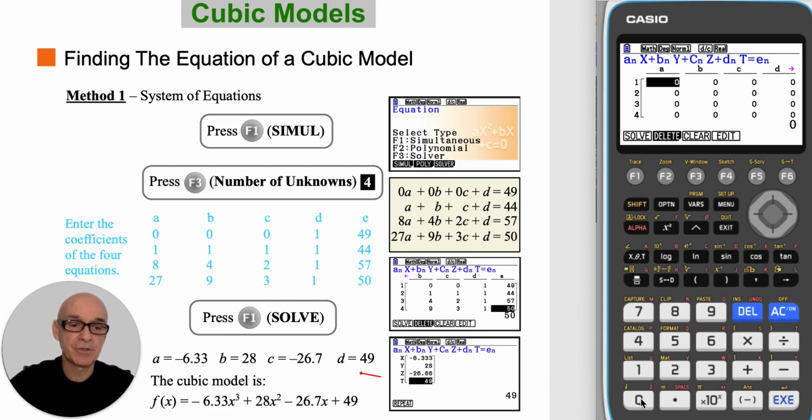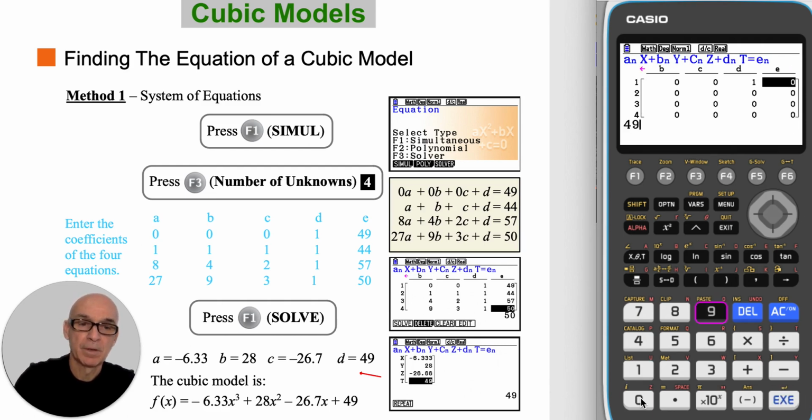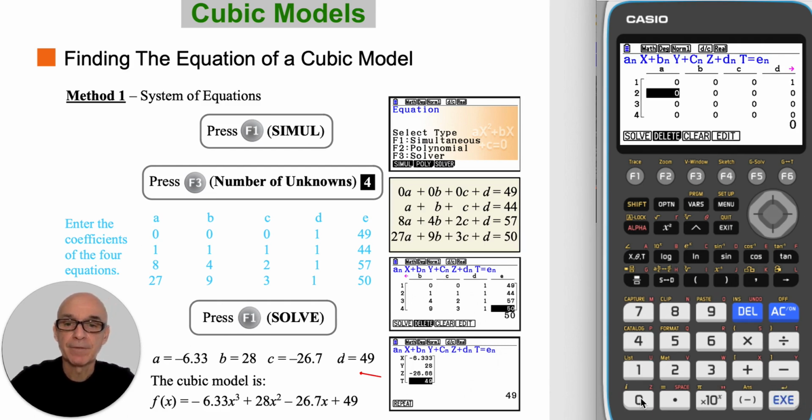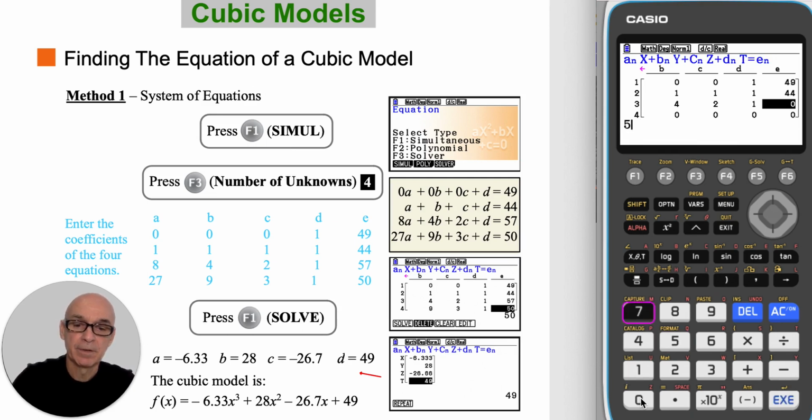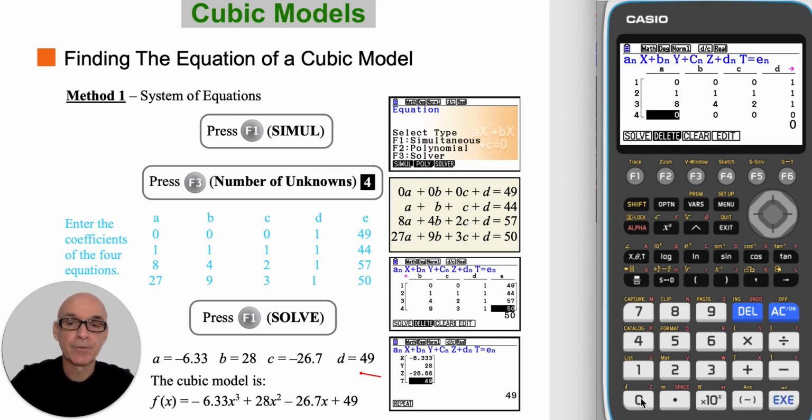So for the first equation, that's 0, 0, 0, 1, 49. The second equation, 1, 1, 1, 1, and 44. For the third equation, 8, 4, 2, 1, and 57. And for the fourth equation, 27, 9, 3, 1, and 50.